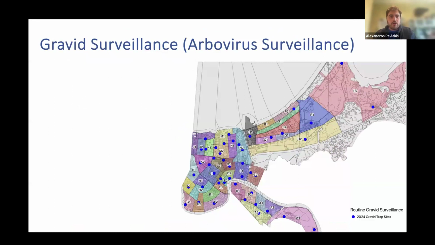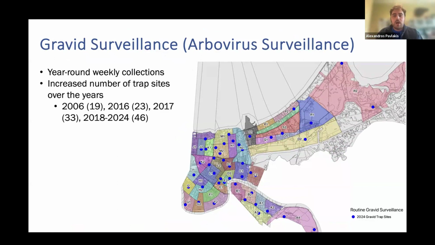So let's first talk about our gravid surveillance program. This is our arbovirus surveillance program, and it is run year-round with weekly collections. One of the things we're really proud of is that over the years, we've continued to grow this program. In 2016, we put out 19 traps weekly. Now in 2024, we put out 46 traps weekly.